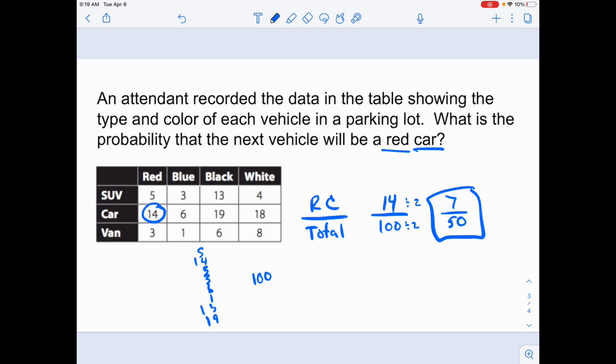So when we're looking at experimental probability, we're looking at the data that was collected by an experiment and trying to find the probability based off of our results.